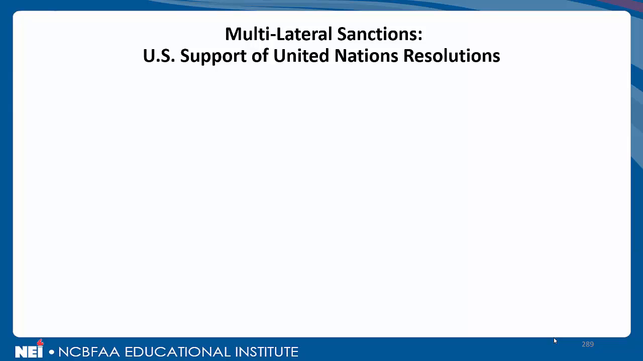Beginning here in Section 31, we're going to take a deeper dive into the topic of sanctions and embargoes, noting that the title here is Multilateral Sanctions, U.S. Support of United Nations Resolutions. As such, we should note from the get-go that we're not talking about unilateral U.S.-specific sanctions, but multilateral, as put forth by the United Nations. So we're talking about the United States and how it works as a member state of the UN to put forward and enforce sanctions and embargoes.